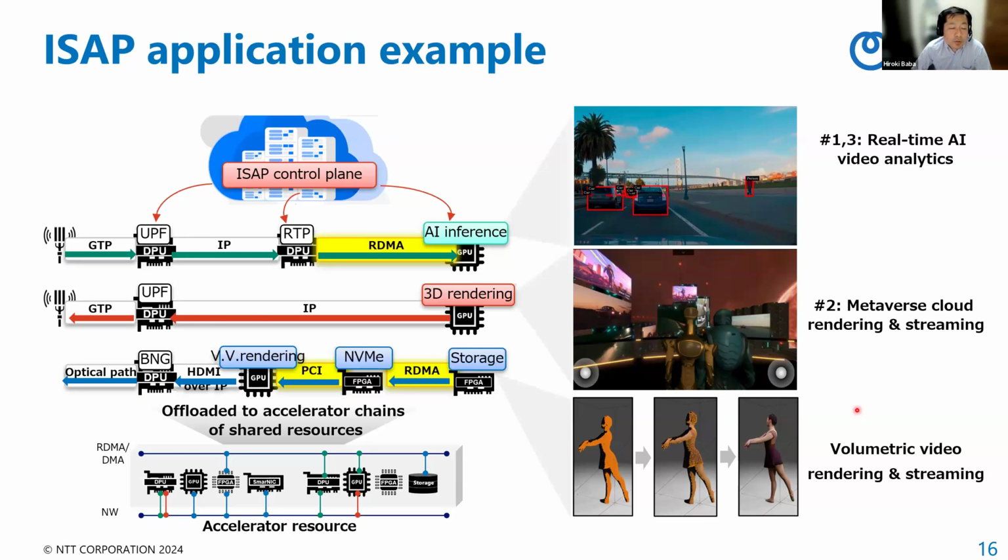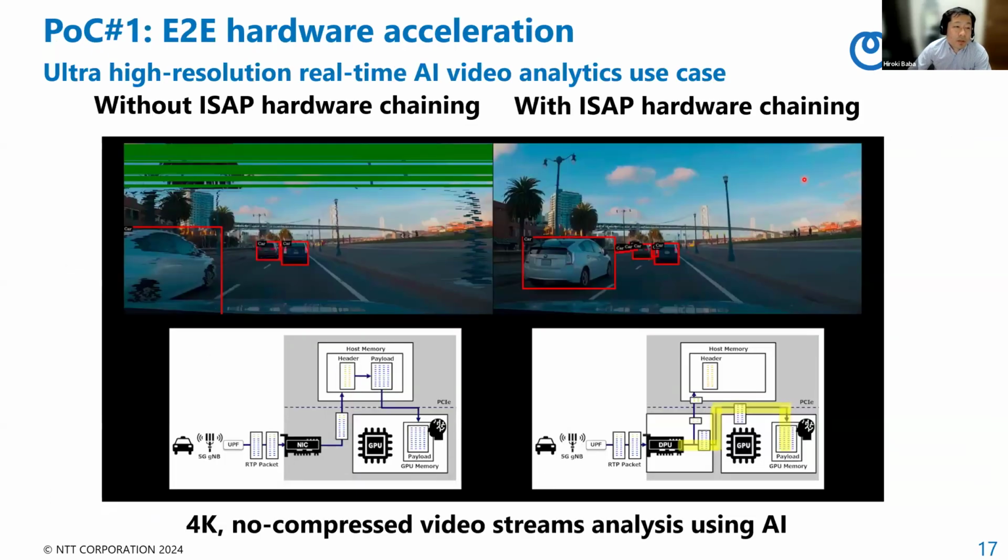So I would like to introduce some of the demonstrations of these applications. Let's start with the first one. POC number one is about end-to-end hardware acceleration. We evaluated how the application should work with accelerator chaining.